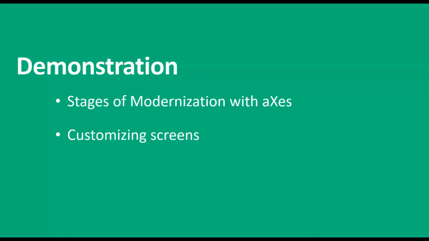So in this next part, I'm going to demonstrate the various stages of screen modernization using Axes. I'm going to start with looking at the application running green on black using IBM Client Access. I'll then show you the various stages of Axes development before moving on and showing you how we can go in and customize the screens. Let's jump over to the application.